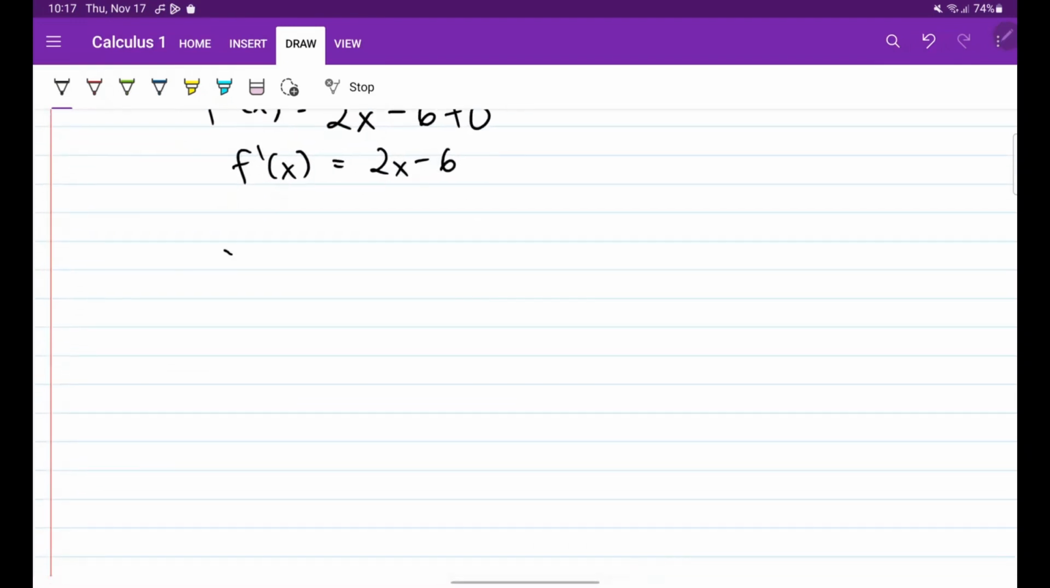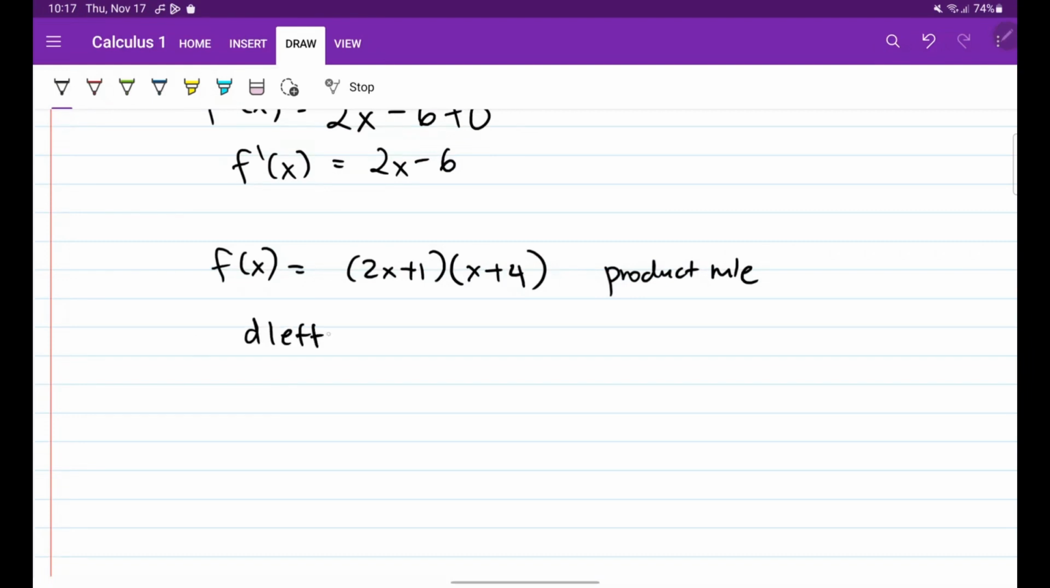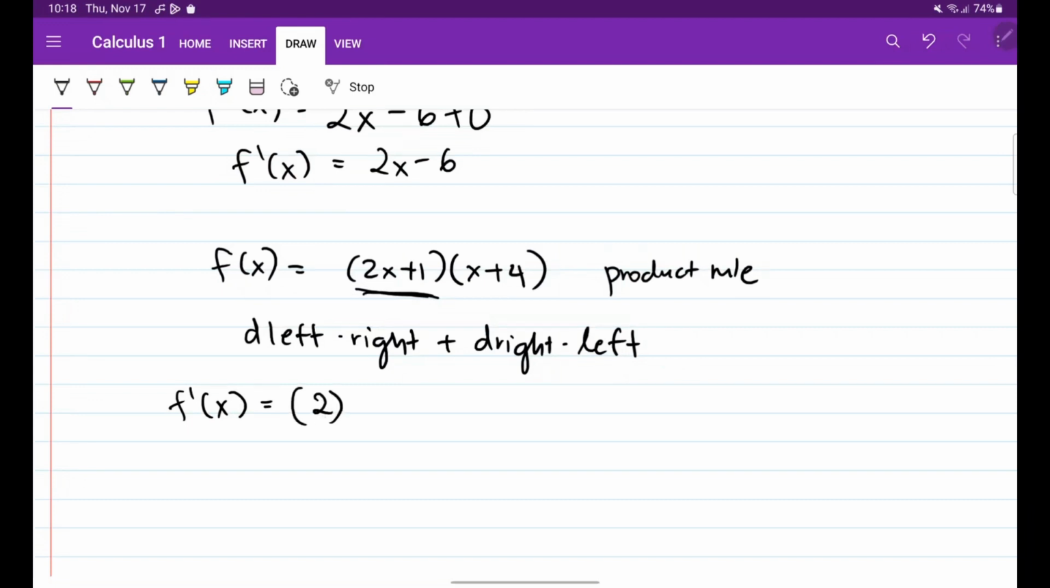So, moving to the next one, we have f of x is equal to 2x plus 1 times x plus 4. So in this case, we will be using the product rule. So, yung product rule, sinasabi is the left times right plus the right times left. Okay, so f prime of x is, so derivative ng left, so is 2x plus 1. So ano yung derivative ng 2x? Is just 2. Then times the right one, so x plus 4.